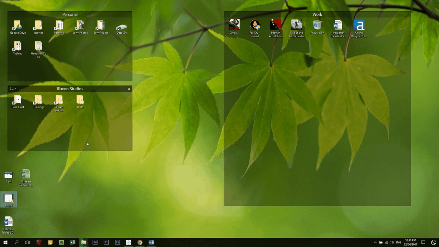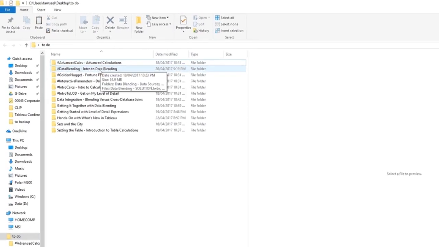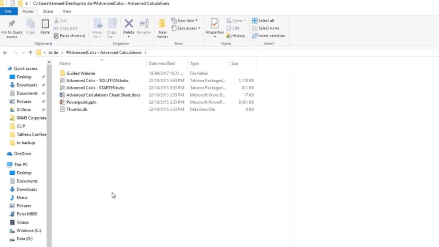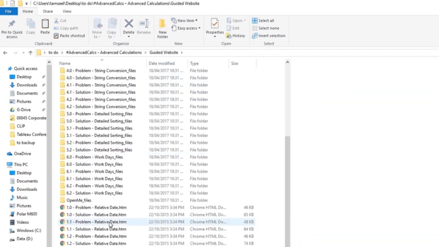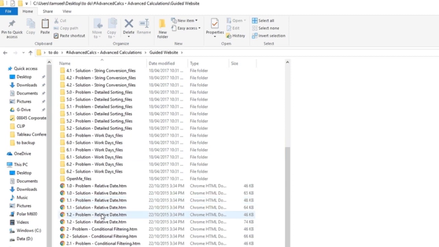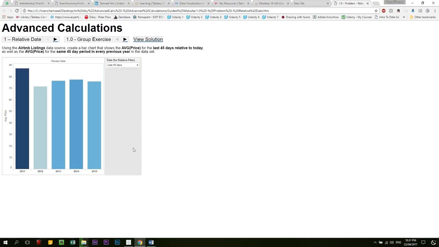So when you unzip the file, it makes a whole folder, and within that folder there's a starter workbook, a solution workbook, and then there's a guided website. So this is where the most interesting part comes in. The guided website, so this is about advanced calculations and dates. And when you go through the guided website, in each of them there are about 15 or 20 exercises related to, say, advanced calculations.